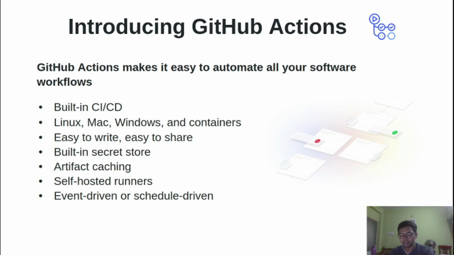Either these are hosted directly on GitHub, or you can host them on your own. Those are called self-hosted runners. And these are event driven, or they might be schedule driven. What event driven means is, for example, a push was created, or a pull request was created, or there is an issue. Those are your events, and those act as the trigger for when these workflows will run. Or they might be schedule driven, like at a certain time of the day or a certain day of the week your workflow will run. I'll talk about both of these examples in the upcoming slides.